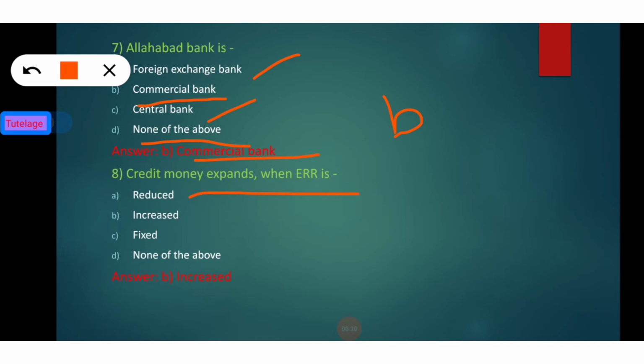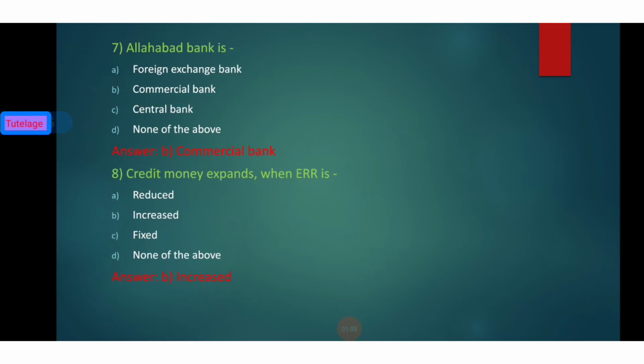Credit money expands when ERR ratio is reduced, increased, fixed, or none of the above. So obviously ERR ratio, that means effective rate ratio, basically when the amount of credit money expands, the effective rate ratio is increased also. So credit money expands when ERR ratio is increased. So option number B is the correct answer. So now move on to the next question.